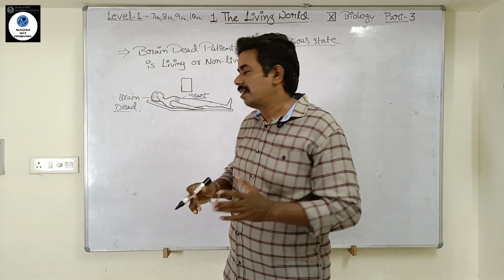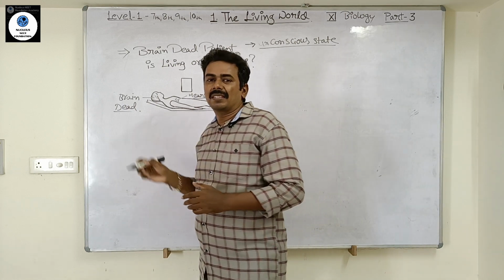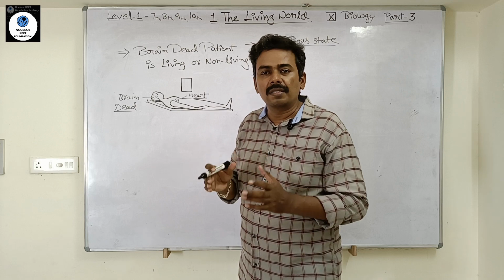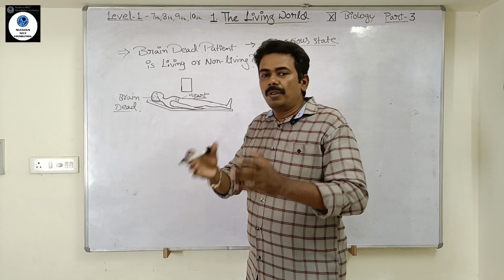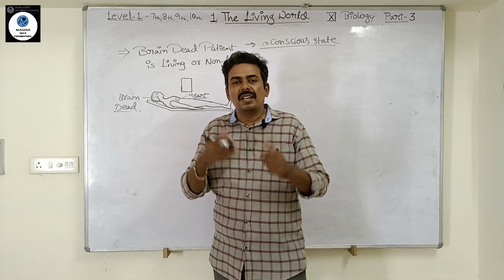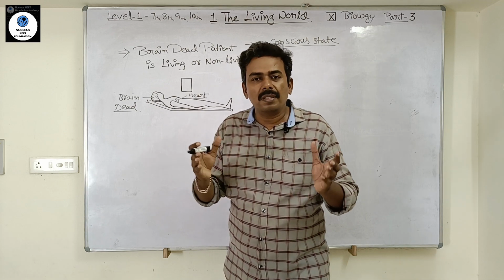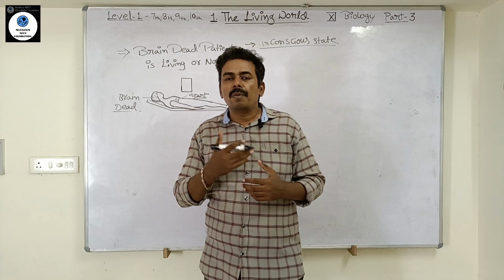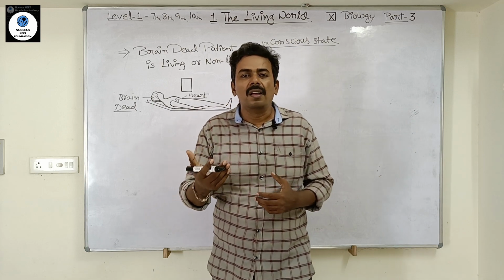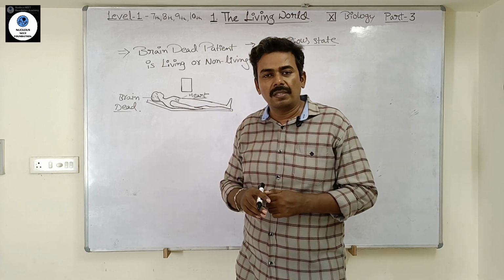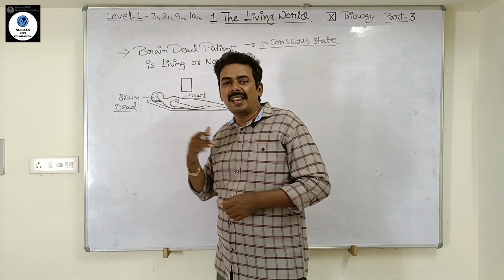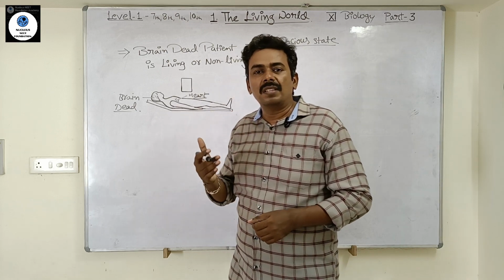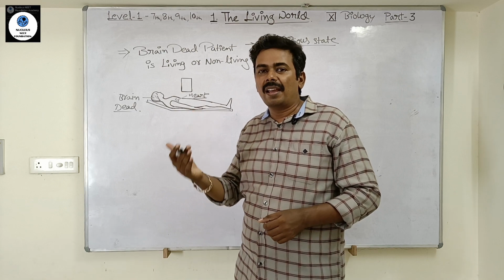But the respiratory organs, the lungs, are unable to oxygenate the blood, because the respiration process, that is the inhalation and exhalation process, is affected because of the death of the brain. The brain controls inhalation and exhalation. Because of this, the person is not able to inhale and exhale.